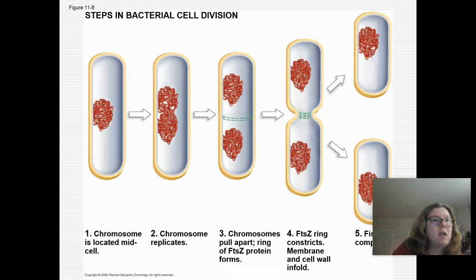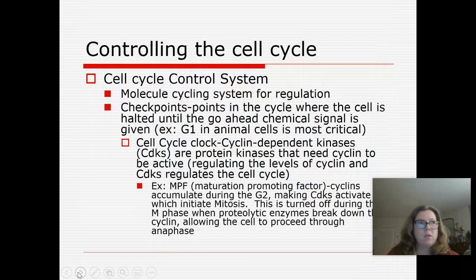Okay, so here's this mass, this clump of DNA here. There's an attachment point here and an attachment point here. Notice this piece of DNA remains attached to the wall here, and just as the cell elongates, those pieces of DNA get separated, and then you get cytokinesis occurring. Very similar cytokinesis to how you see in animal cells.